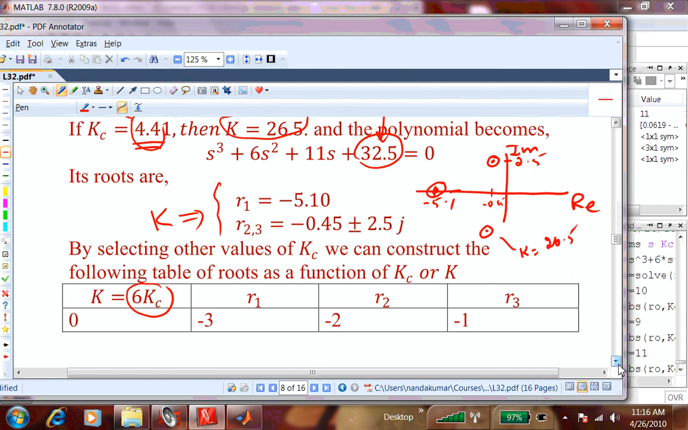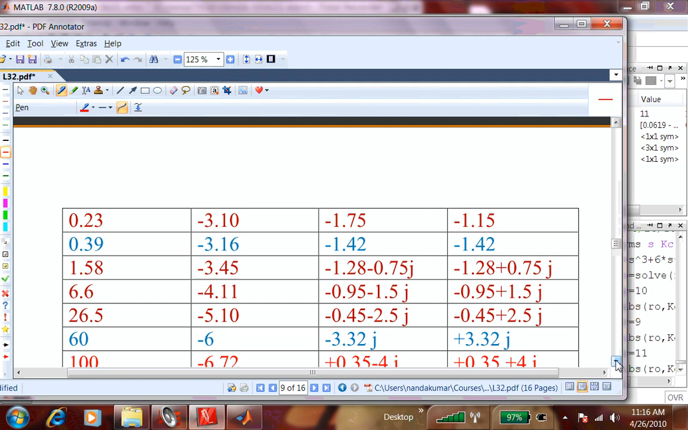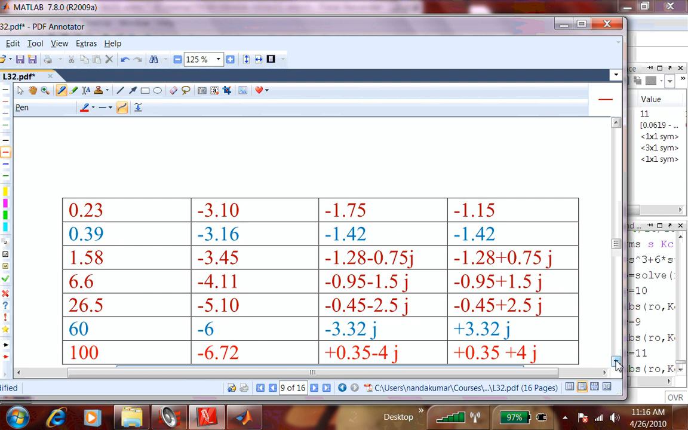K equals 0.23, I have a new set of roots. They have moved, as you can see, on the graph. And 0.39, 1.58, just pick arbitrarily sort of numbers like that. Now, looking at this, if I ask you to tell me the stability boundary, how will you do that? For what value of k is this particular system going to become unstable?